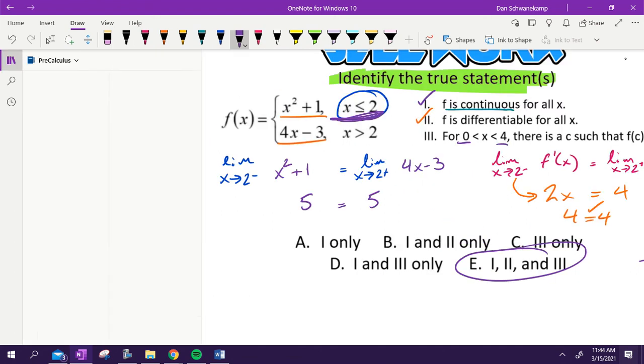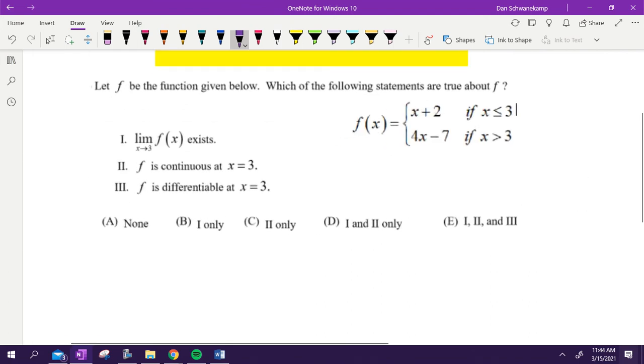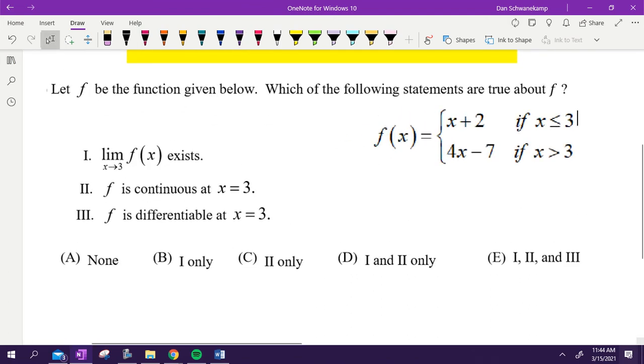All right, I think we got a little bit better idea. We're going to do a lot of Bellworks here. Let's try that same idea here on Bellwork 2. See if you can do it then. Same idea, try it again.